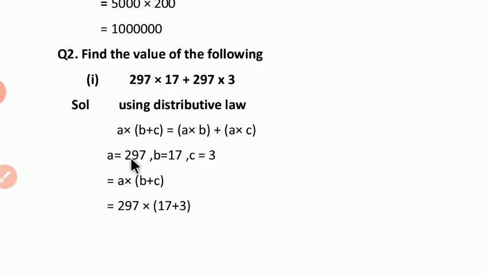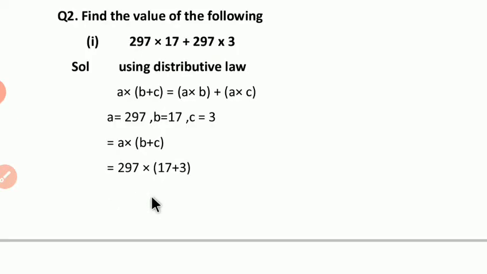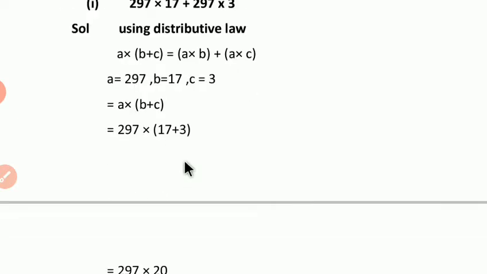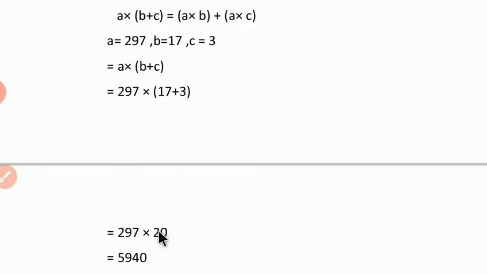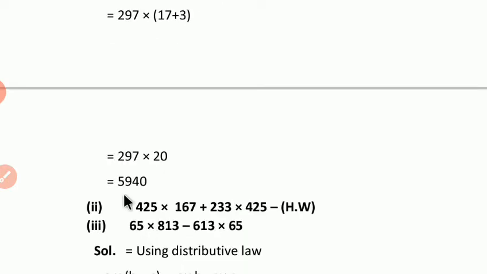So first we'll find the value of A, B, C. So value of A is 297, then B is 17 and C is 3. You have to compare A into B plus A into C with the given equation. So you can see A is 297, B is 17, plus again A is 297 and C is 3. It is given in the form of A into B plus A into C. So we have to change into A into bracket B plus C. So A is 297 into B is 17 plus 3. Here bracket means first you have to add, after that you have to multiply. So 297 into 20, which is equal to 5940.